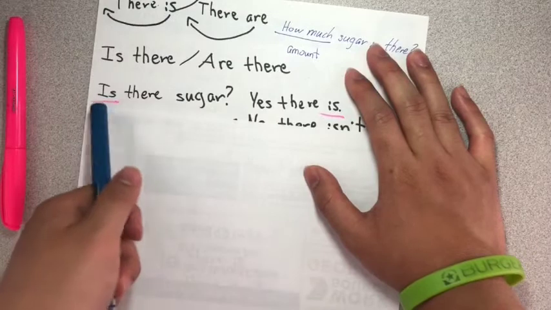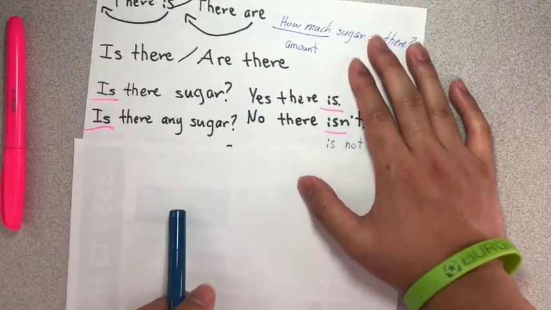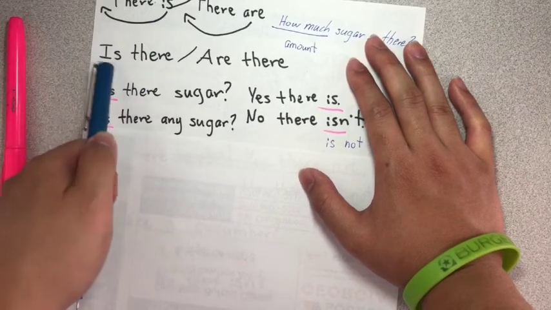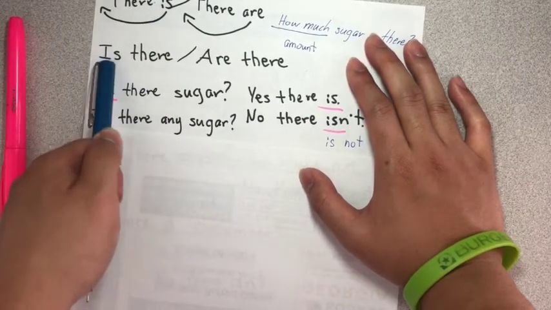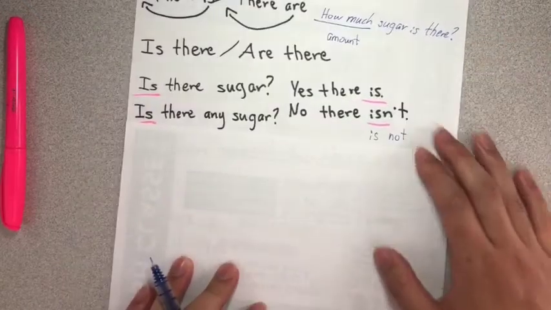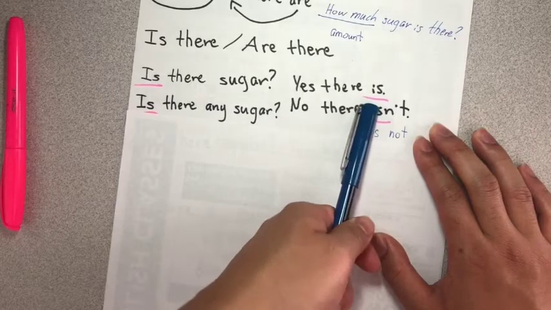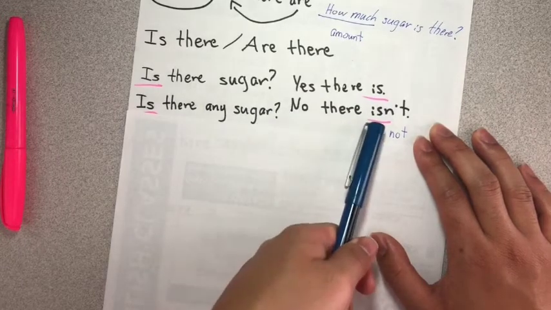When we ask, is there, the answer is yes or no. Any question that starts with is, the answer is yes or no. So, is there any sugar? Yes, there is. No, there isn't.